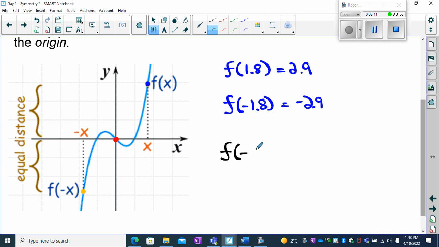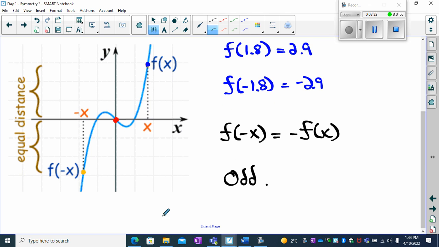That means that f at negative x, f at negative 1.8, is equal to negative 1 times f of x. There's my f of x value. When x is 1.8, I got a positive 2.9. F at negative x, I get a negative 2.9. And that means this function is odd. Okay?